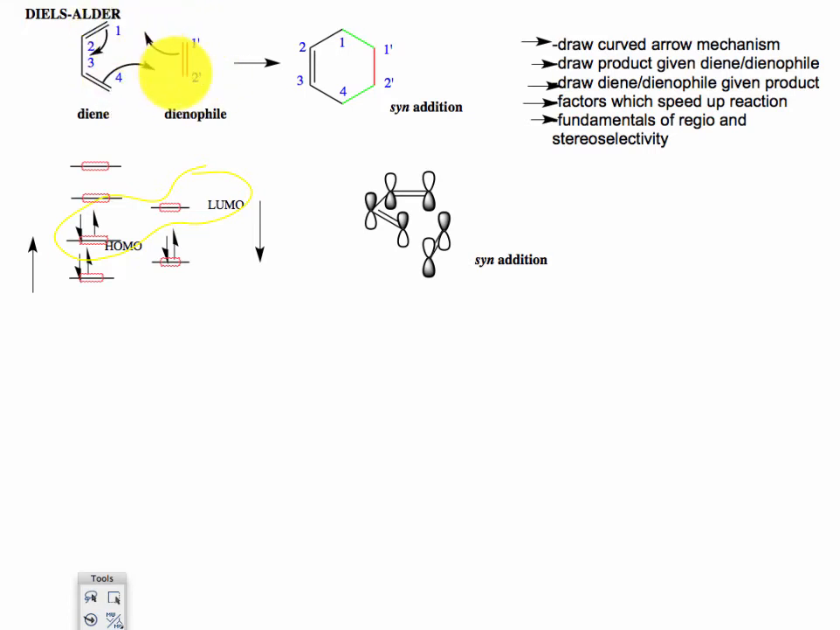We could flip this alkene upside down and it might also react. In general, those fundamentals of regioselectivity are due to electrostatics. The more delta positive and delta negative ends will react with each other. And finally, the stereoselectivity is related to syn.